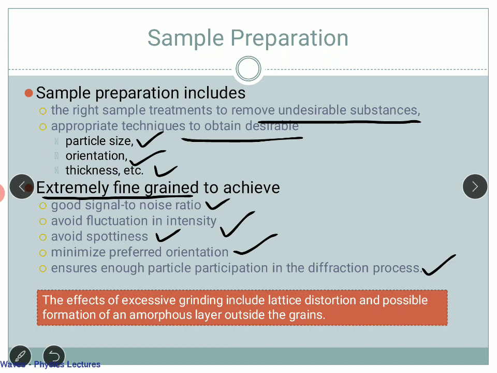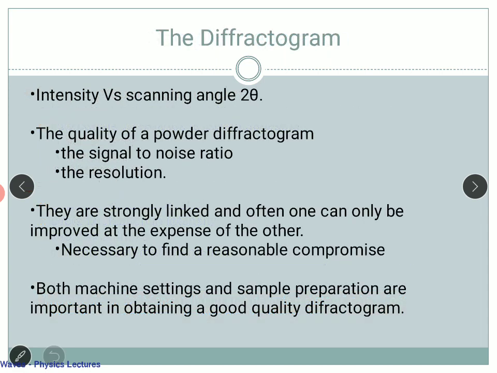But if we do excessive grinding, using some kind of machine or even manually, there will be lattice distortion and a possible formation of an amorphous layer outside the grain. So we don't want that. That is not needed. So we don't do excessive grinding of the sample.